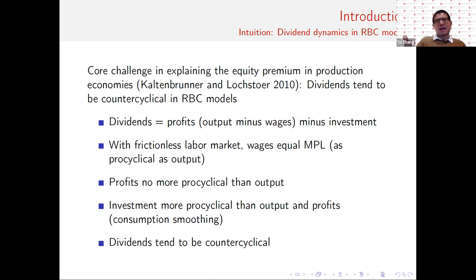Different people have talked about it, but we found the article that articulates this point extremely well and persuaded us. In particular, it's the Kaltenbrunner and Lochstoer 2010 RFS paper. Lars and his coauthor basically argue: look, dividends equal profits minus investment, and profits equal output minus wages. With frictionless capital and a frictionless labor market, wages are basically equal to the marginal product of labor.